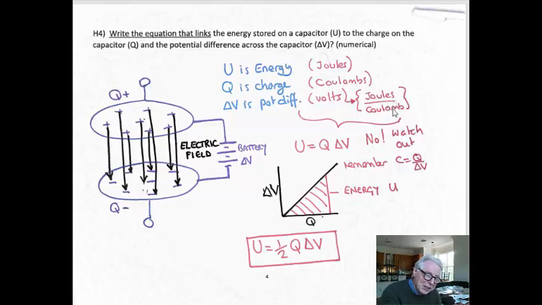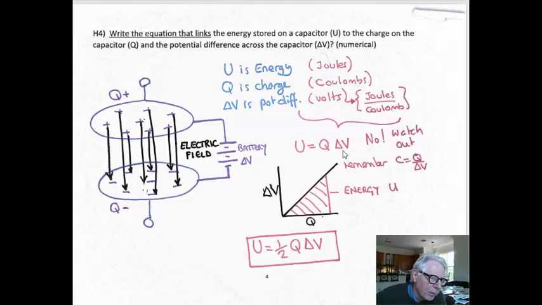It's how much energy each coulomb of charge holds that you gave it. So hold on, if volts equals joules per coulomb, and I have joules and I have coulombs, then joules per coulomb times coulombs gives me joules, which is energy. So I go, yes, U is equal to Q delta V. But it's wrong. The reason it's wrong is that, as I said, using units doesn't tell you about coefficients.